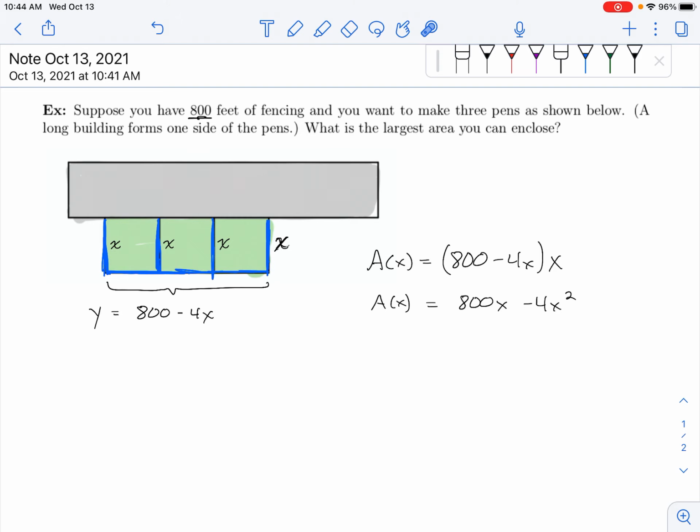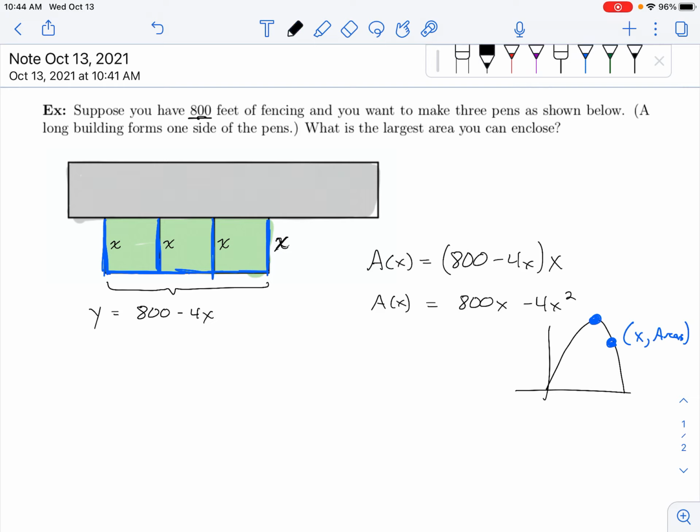So what you want to do is find the vertex of this. If you were to graph this, it would look something like this. And any point on here would be a point where the X value tells you X, and the Y value is the area you'd get. So what we want to do is find this one up here, because that's the one with the maximum area.